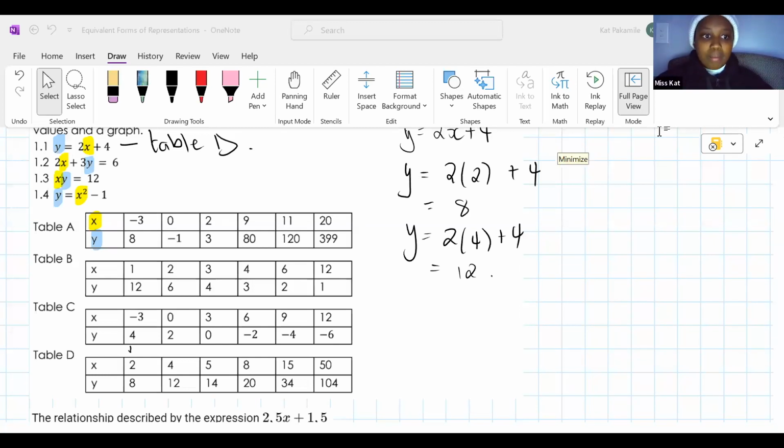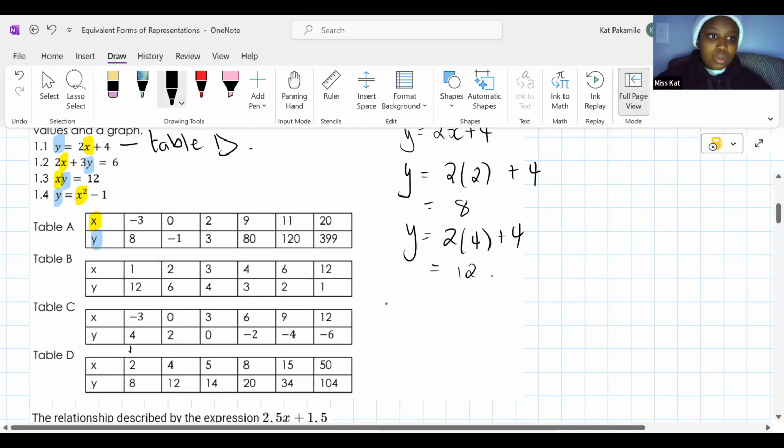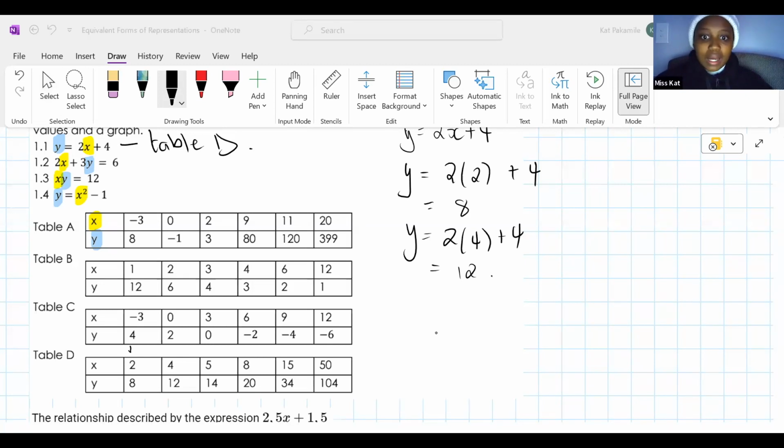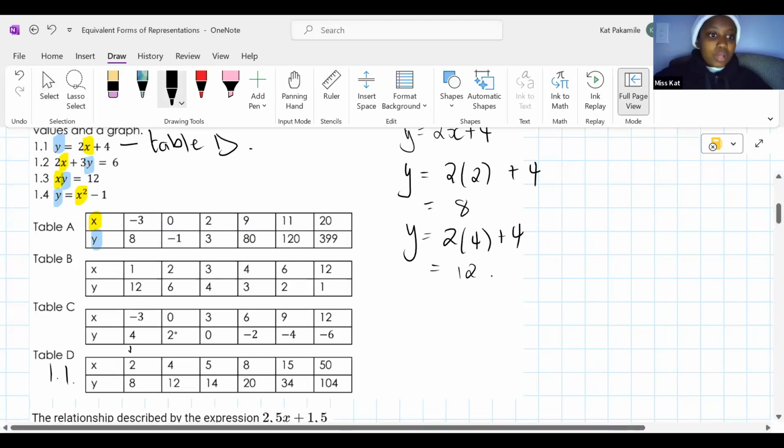Now let's try number 1.2. Number 1.2 is a little bit more complicated, right? Our y's and our x's are on both sides. If you want to keep it that way, that's fine. Let's just substitute. Table D is taken, since it's number 1.1. Let's try table A for number 1.2.